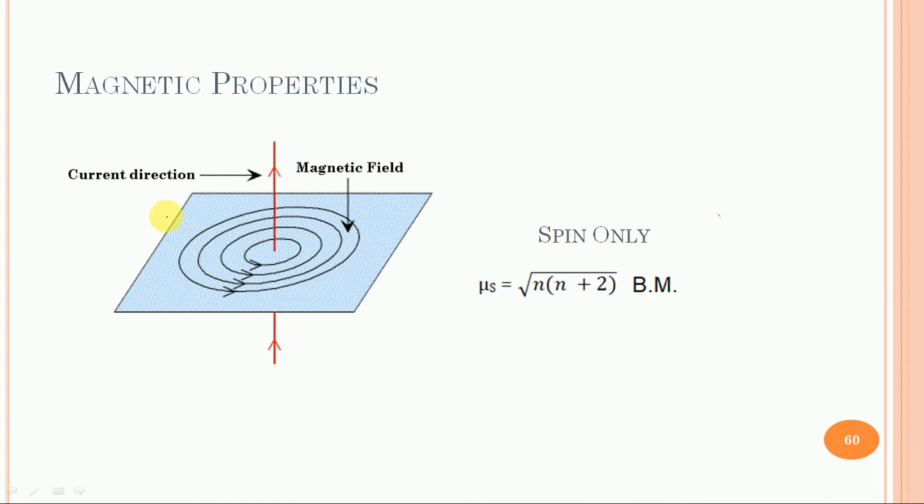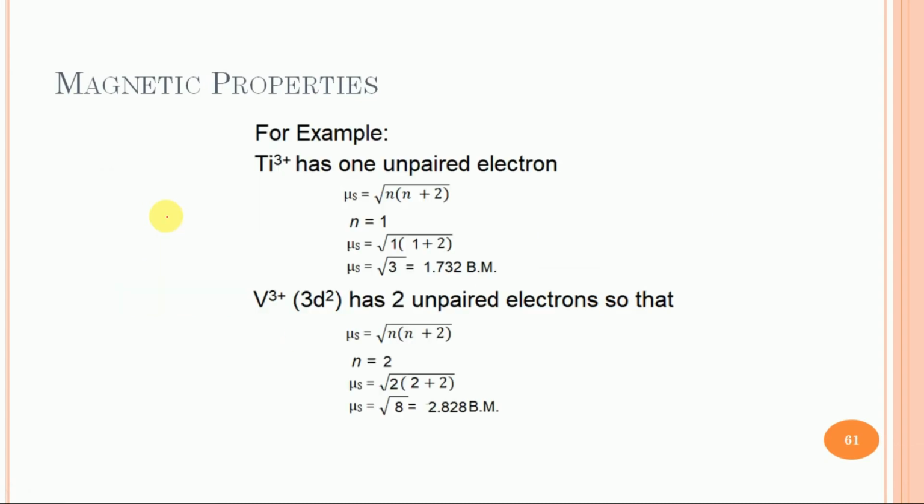So let us consider a few examples to calculate the magnetic moment in the case of transition elements. For example, titanium 3+ will have 1 unpaired electron, so put the value of n equal to 1, and in this case the magnetic moment is equal to 1.732.